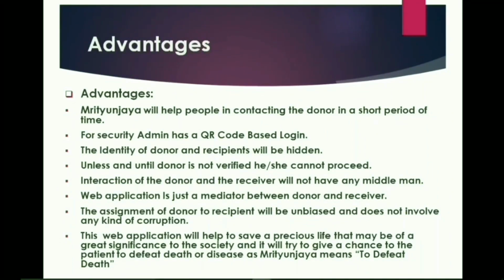Mrityunjay will help people in contacting the donor in a short period of time. For security, admin has a QR-based login. The identity of the donor and recipient will be hidden. Unless a donor is verified, he or she cannot proceed further. Interaction of the donor and the receiver will not have any middleman. The web application is just a mediator between donor and the receiver. The assignment of donor to recipient will be unbiased and does not involve any kind of corruption.